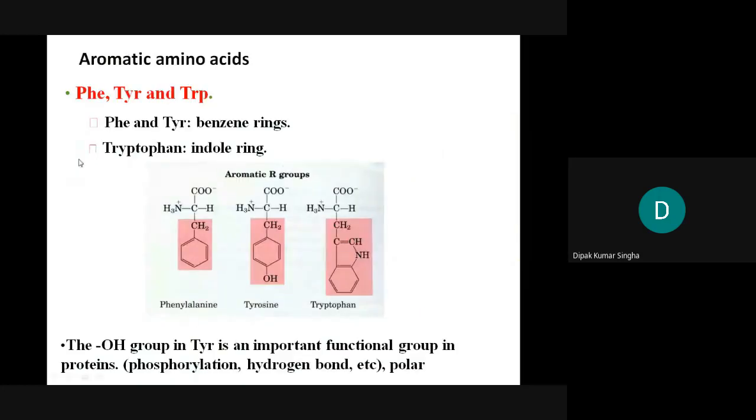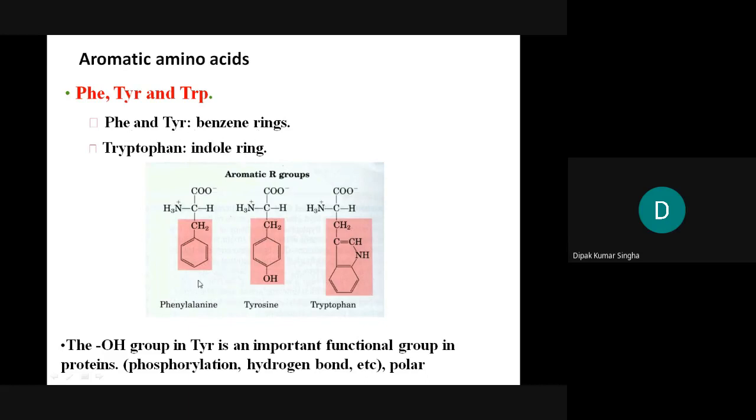Then the aromatic amino acids. What are the aromatic amino acids? Only 3 amino acids. Remember it. Write down this: phenylalanine, tyrosine, and tryptophan. Basically, an amino acid is represented by a 3-letter code or a 1-letter code. P for phenylalanine, T for tryptophan. So the 3-letter codes are PHE for phenylalanine, TYR for tyrosine, and TRP for tryptophan. Phenylalanine and tyrosine have the benzene ring, and tryptophan has the indole ring.